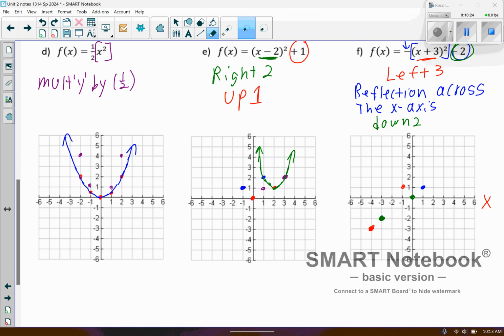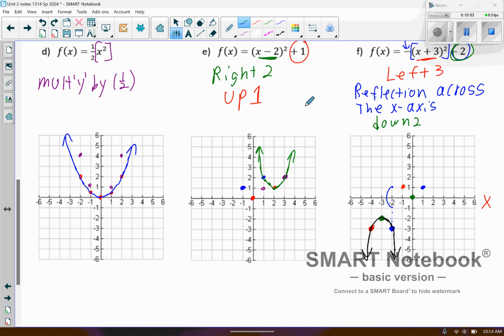Okay, and then my last one, the blue point. So let's see, we're going to go left 1, 2, 3. I end up here, but then I reflect, and then I go down 2 spots, and I end up right here. So what's going to happen with this parabola is it's actually going to open downwards. All the other ones had been opening upwards. So this one actually opens downward, and that's because of that reflection that took place.